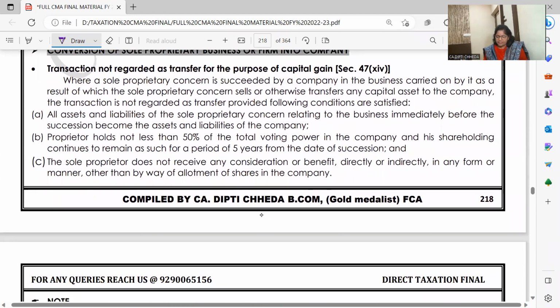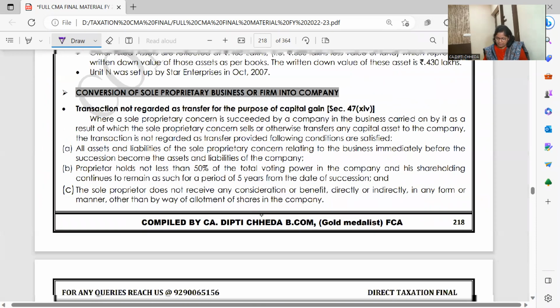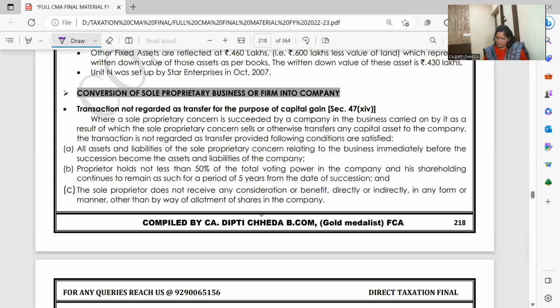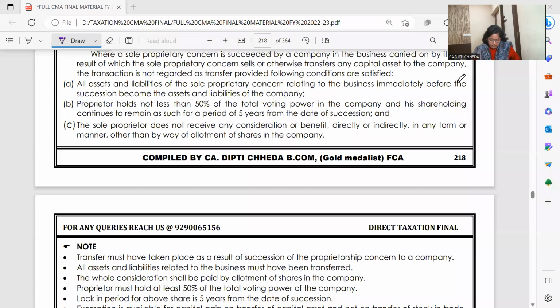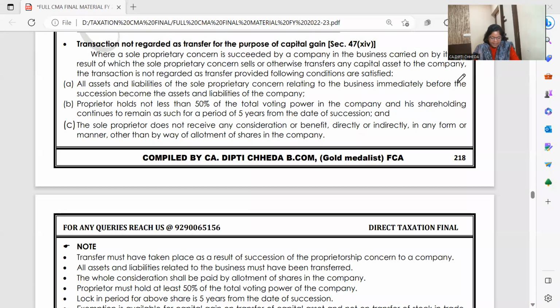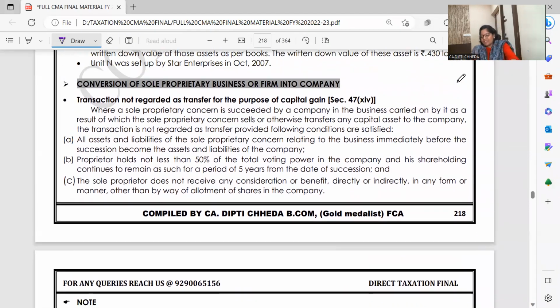Conversion of proprietorship firm into the company. Okay. So this is another one. Same answer you have to write. If they ask in exam, write a short note.